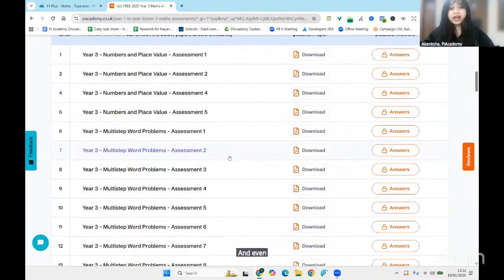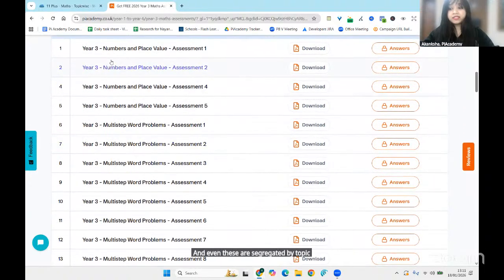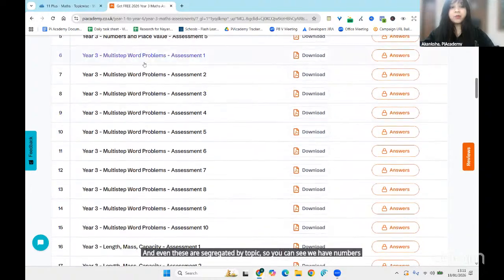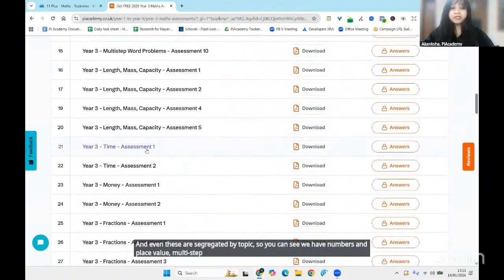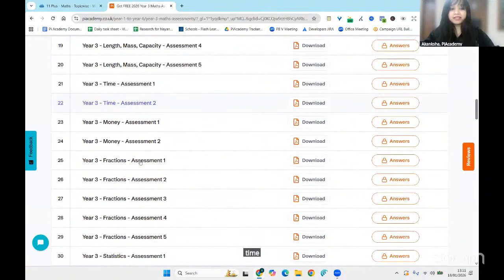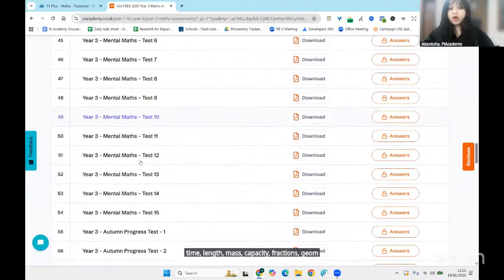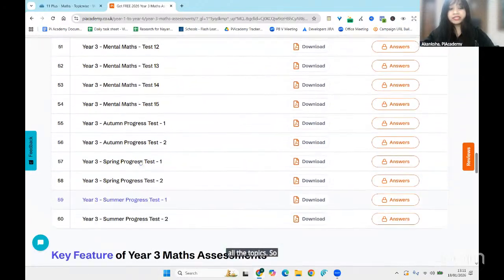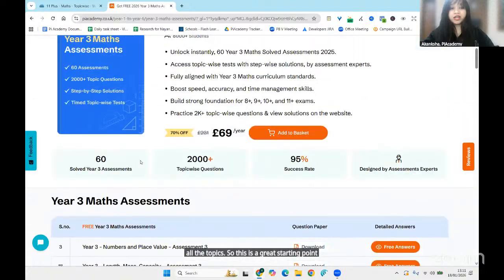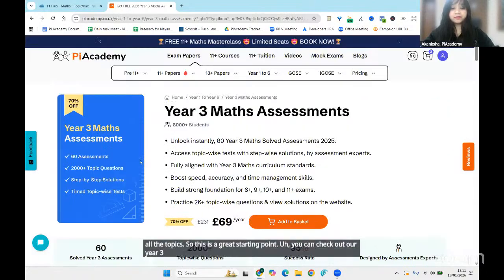And even these are segregated by topics. So you can see we have numbers and place value, multi-step word problems, time, length, mass, capacity, fractions, geometry, all the topics. So this is a great starting point. You can check out our year 3 assessments as well.